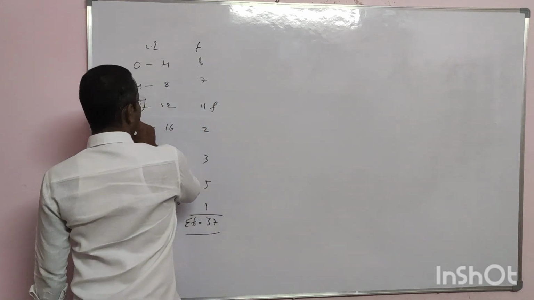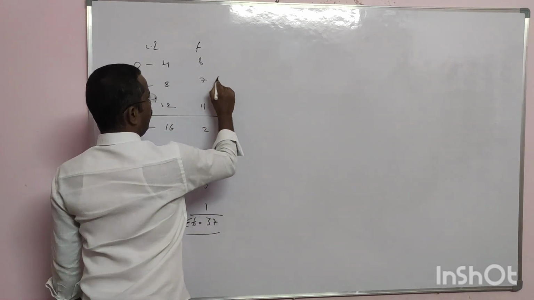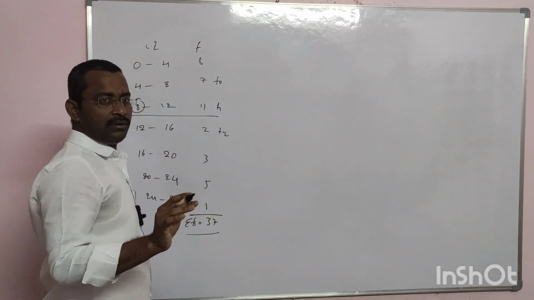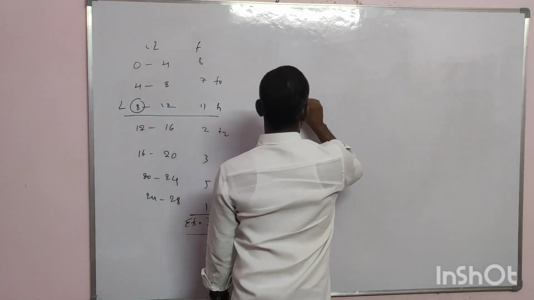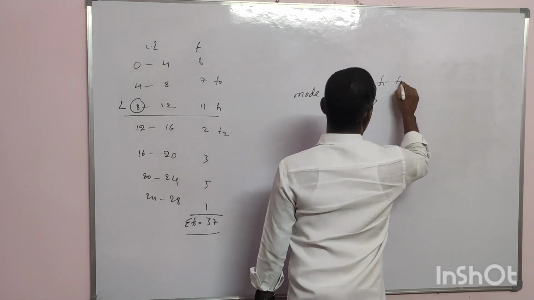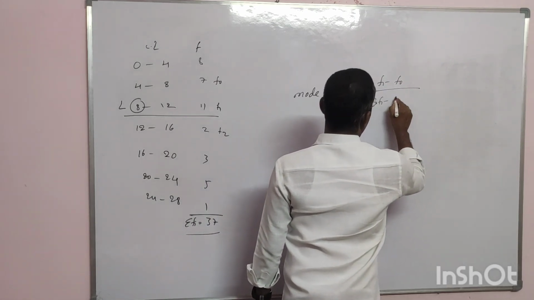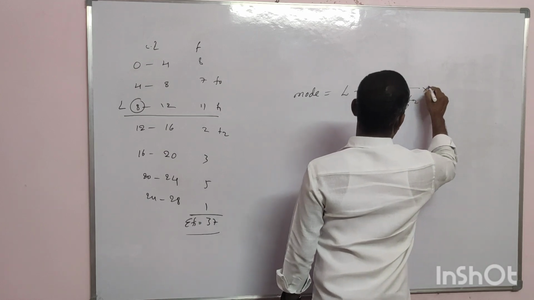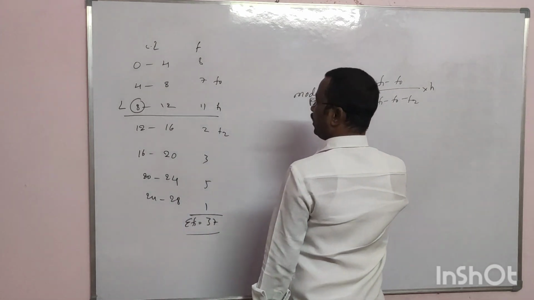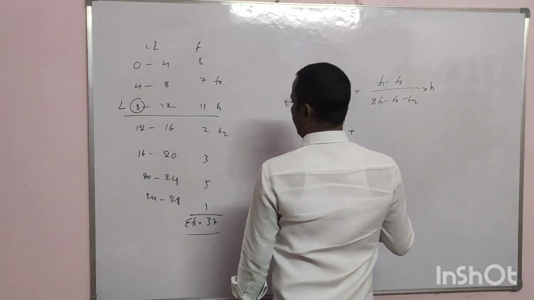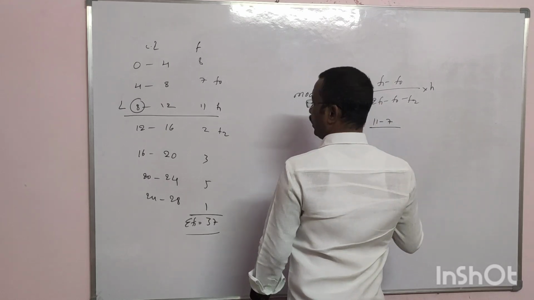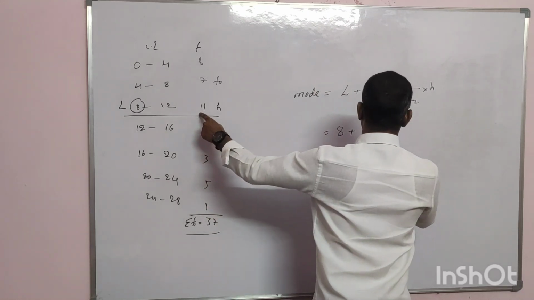Okay, what will we do here? Selection is this. Okay, F0, F1, F2. Right? Now the formula: Mode is equal to L plus (F1 minus F0) by (2F1 minus F0 minus F2) into H. What is your L? 8. F1 minus F0 is 11 minus 7. 2F1, what is 2F1?